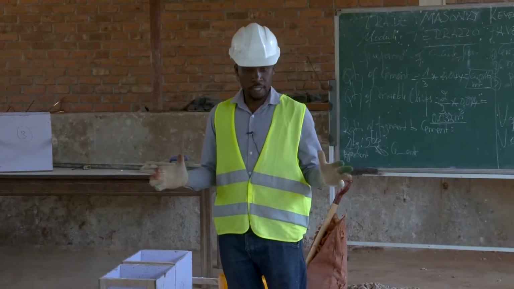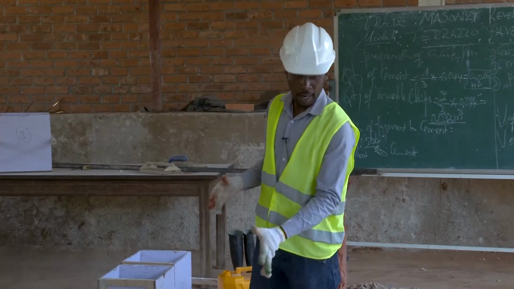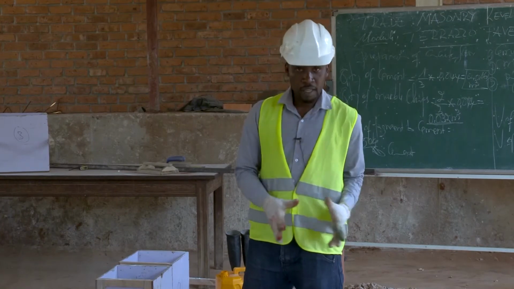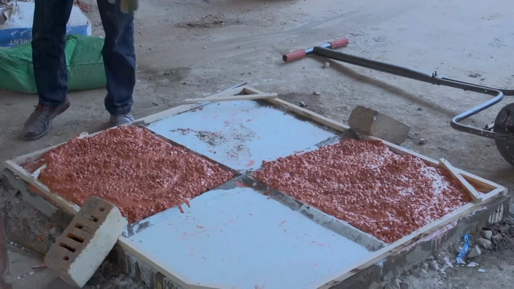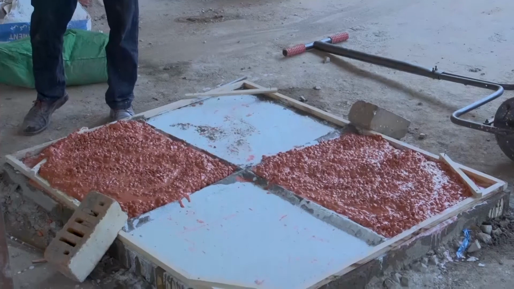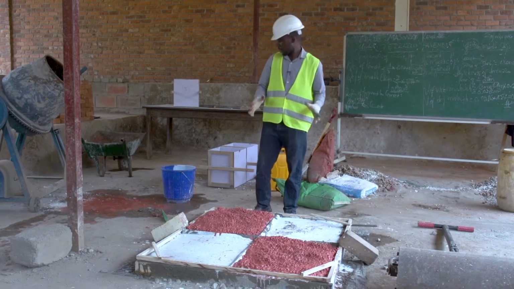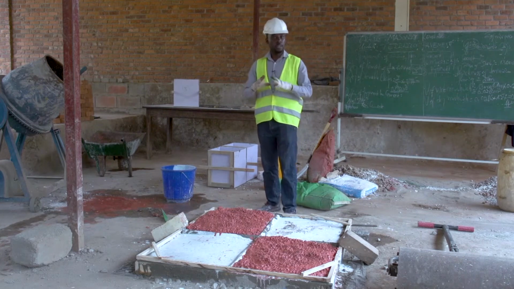So we just finished casting the terrazzo colored with a red pigment in those two panels. We are going to continue to cast those two panels with terrazzo colored with green color.